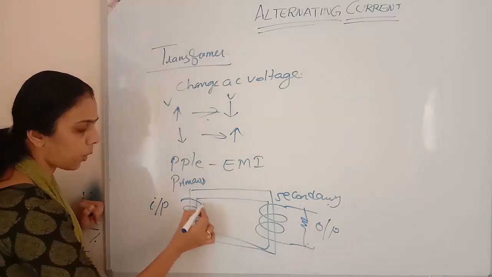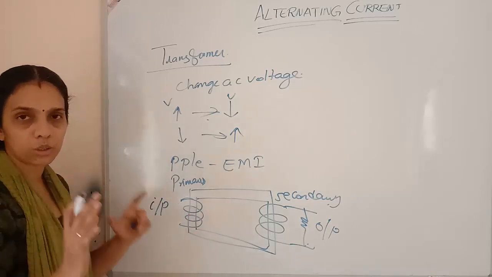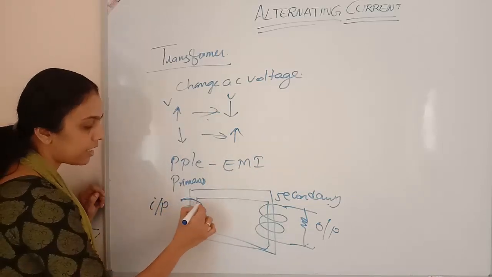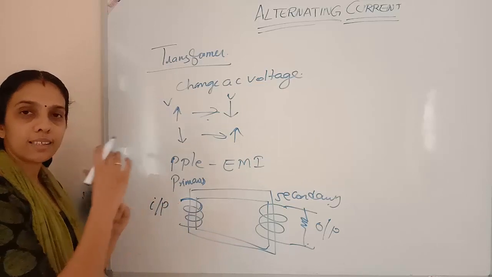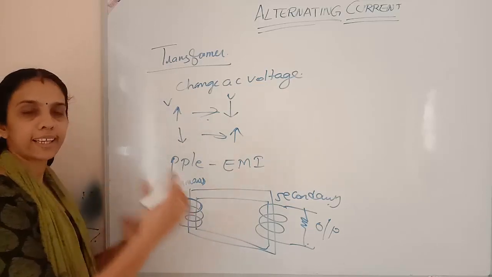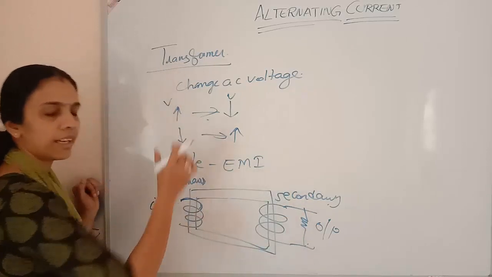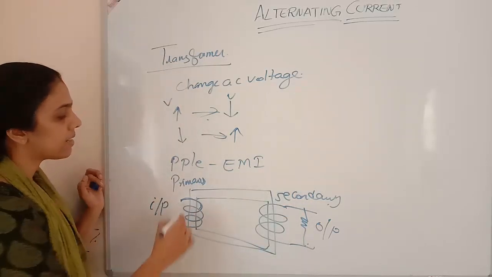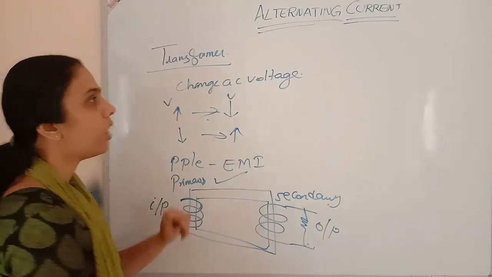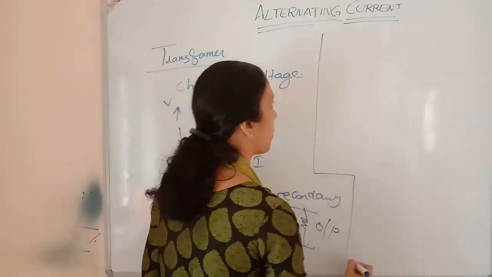Here the core is laminated, and the primary coil and secondary coil are insulated. This is a laminated rectangular sheet. This is the transformer.